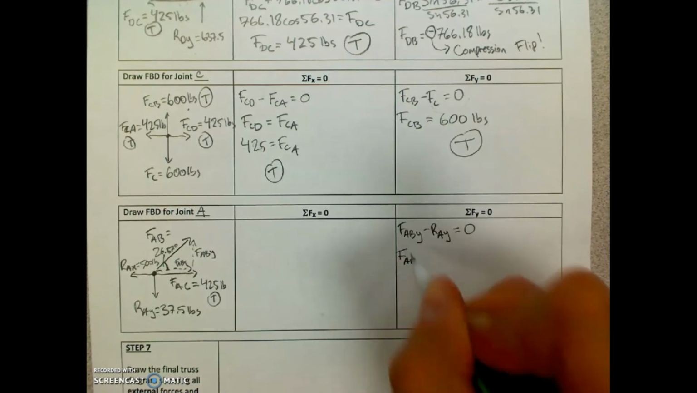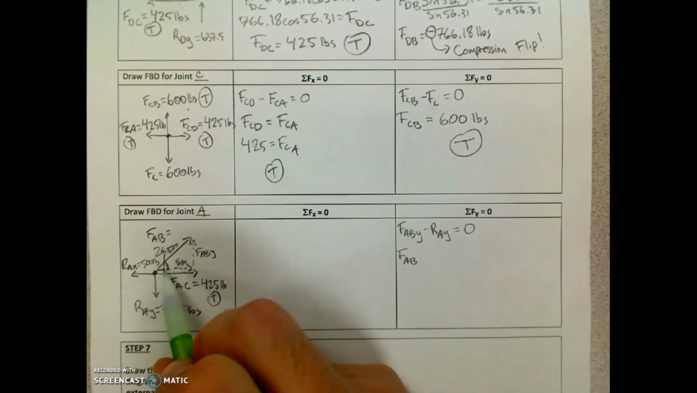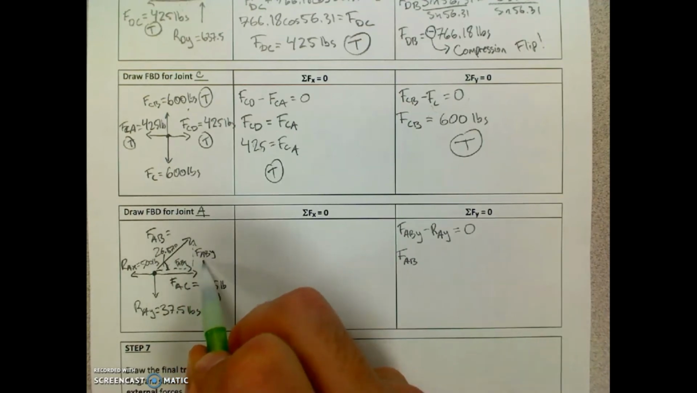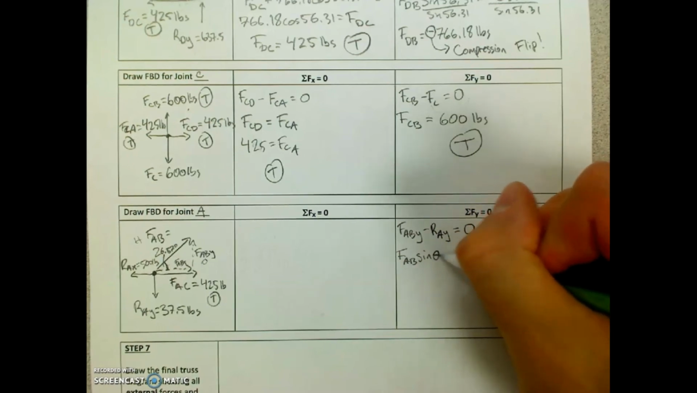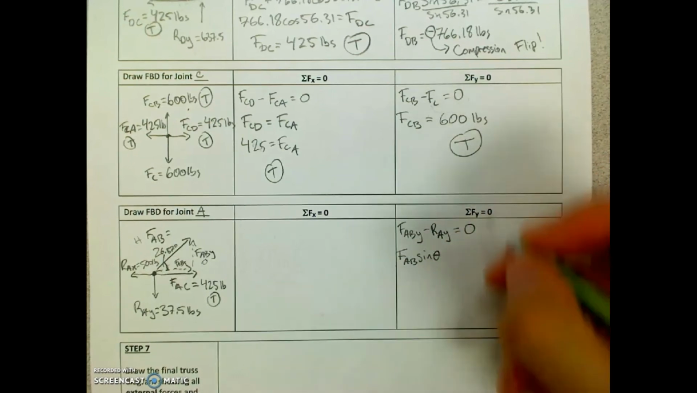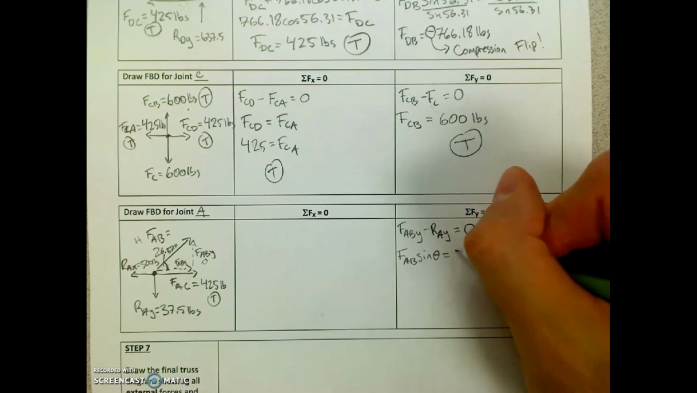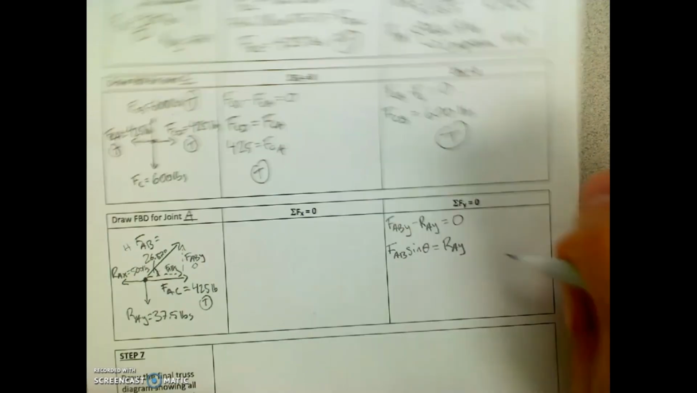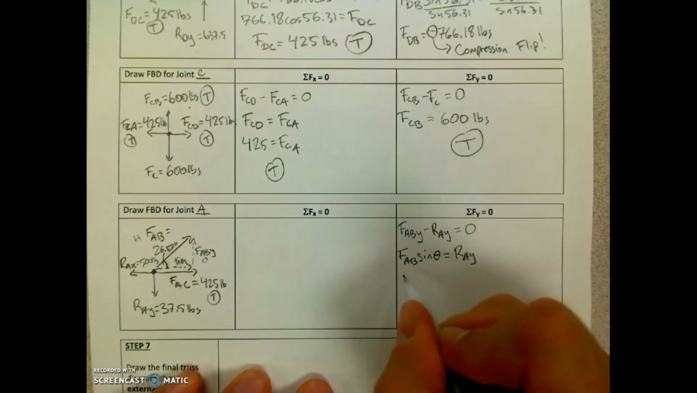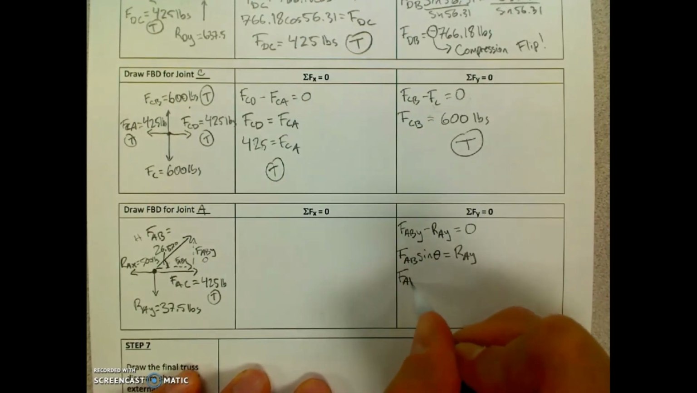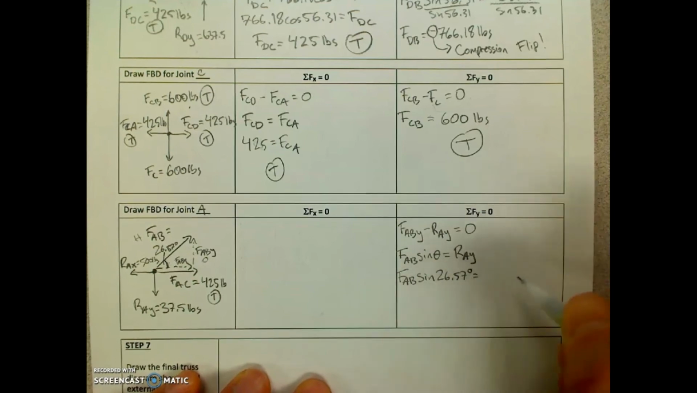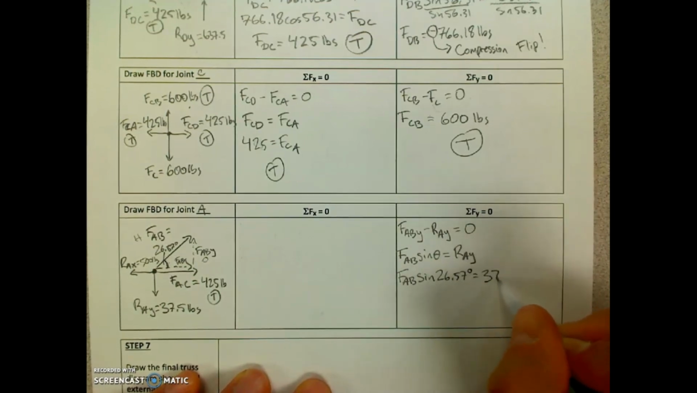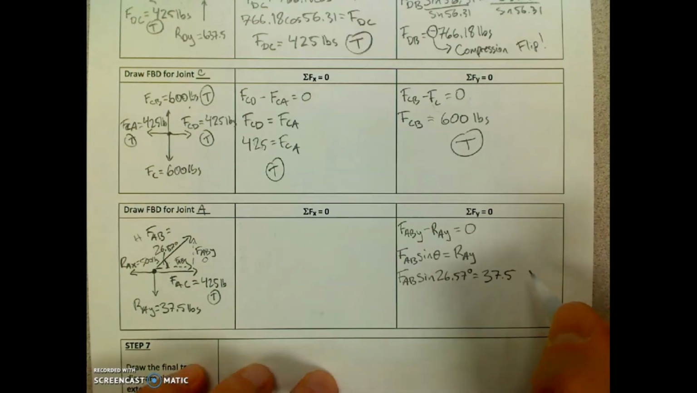So FAB, which is our hypotenuse. If we were to solve for that, we have the opposite side. We have the hypotenuse. So I would want to use sine of our angle. And let's just add RAY to the other side just to make it pretty in the end. And then we can start plugging some numbers in there. So we have FAB, which is the thing that we're really solving for, times the sine of 26.57 degrees equals RAY, which is 37.5 pounds.